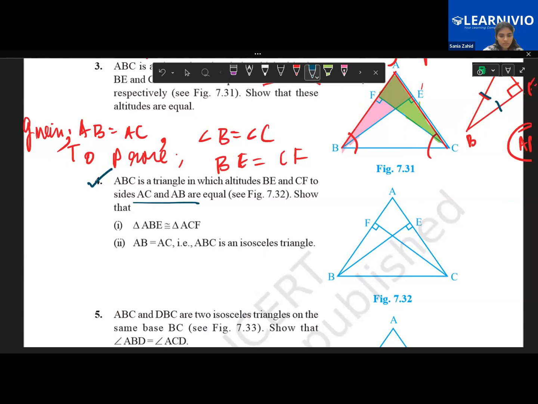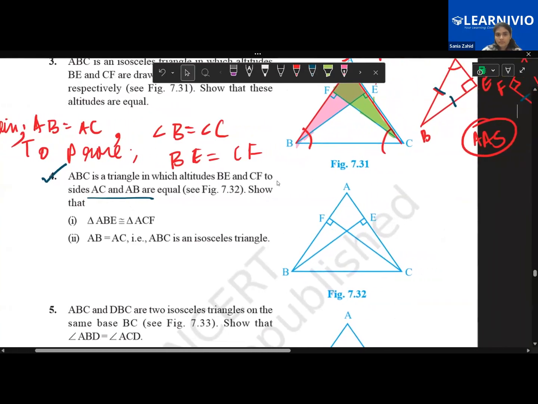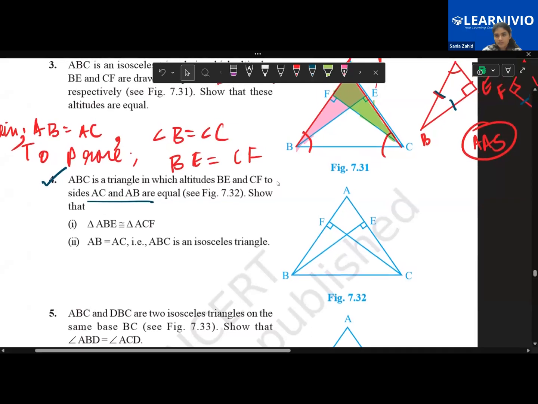Ma'am, I got SAS congruence. They are equal by SAS. How come you're getting SAS? Ma'am, because on the other side AC equals AB, it's already given, and then BF equals CF because each is 90 degrees, and then angle A is common. Okay, so how come that's SAS?